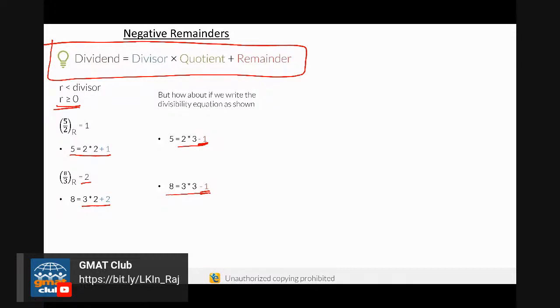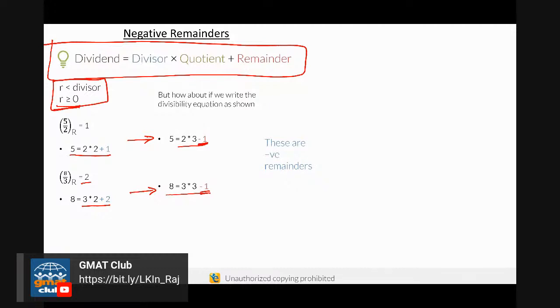But we know that a remainder can never be negative; it always has to be non-negative. So how do we find a positive remainder if we want to express our dividend in this form? That's what we're going to look at. The reason we're looking at it is that sometimes it helps us get to the answer in a much more simplified fashion. But these are what we call negative remainders.